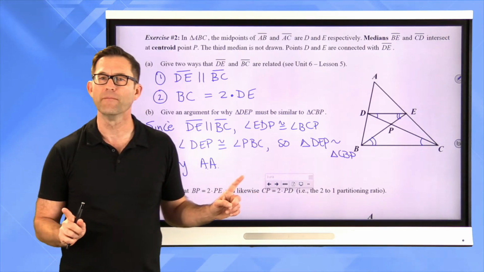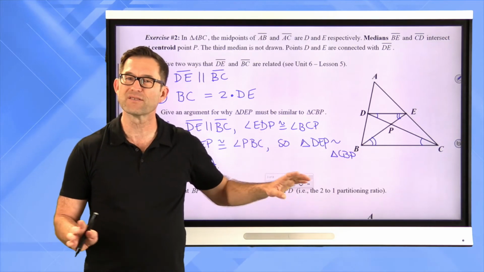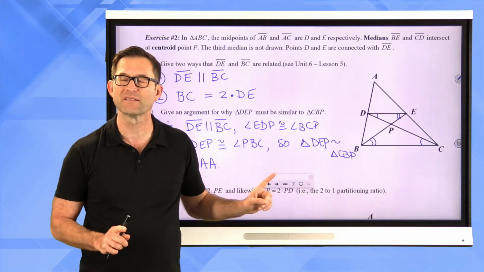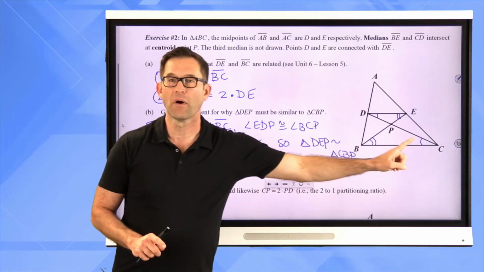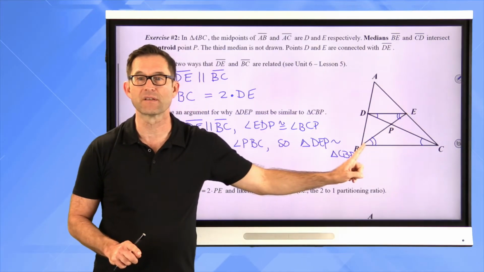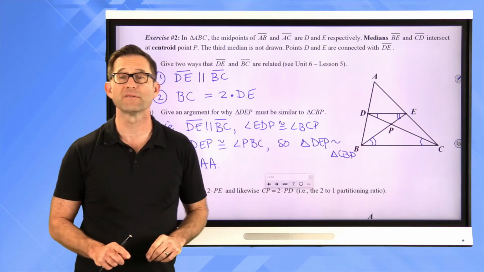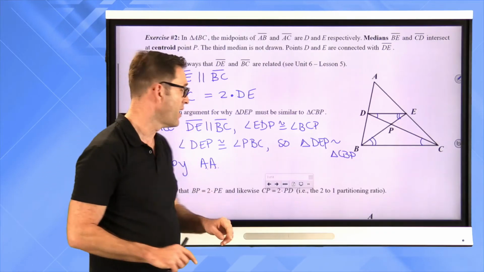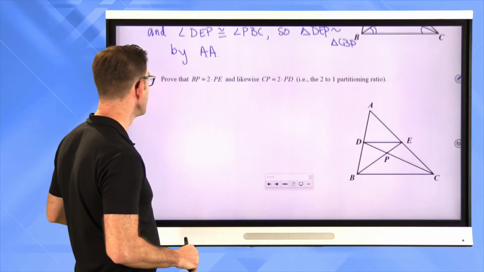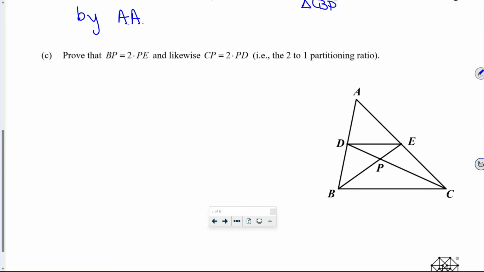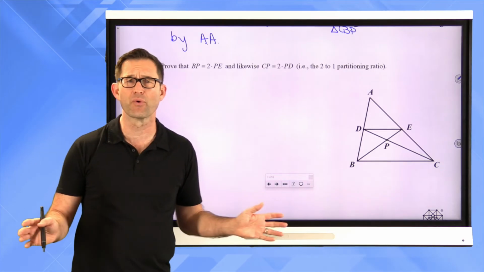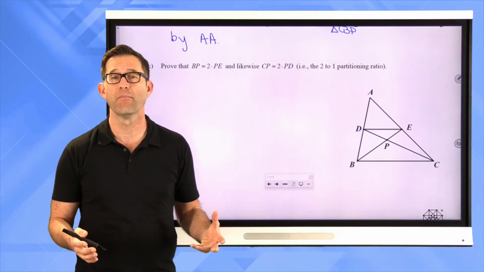Now, keep in mind, these two triangles are similar, but as always, similarity is a little bit tricky to see, right? D corresponds to C, E corresponds to B, and P just corresponds to itself. Now, let's go here. Letter C. Prove that BP equals 2 times PE, and likewise CP equals 2 times PD, i.e. the 2-to-1 partitioning ratio. So remember, what I was trying to prove was this remarkable property about medians, right?